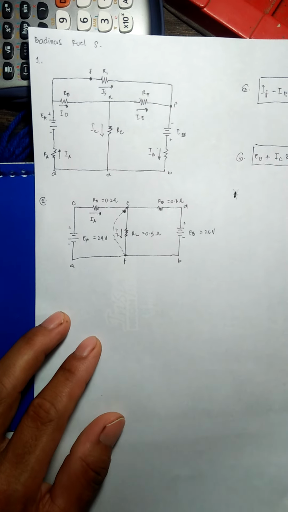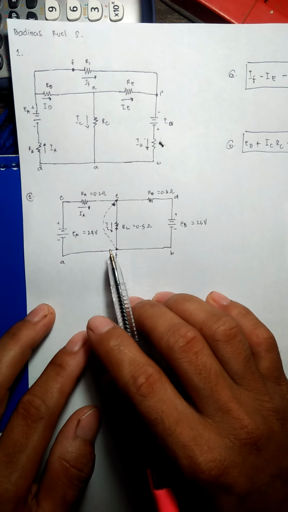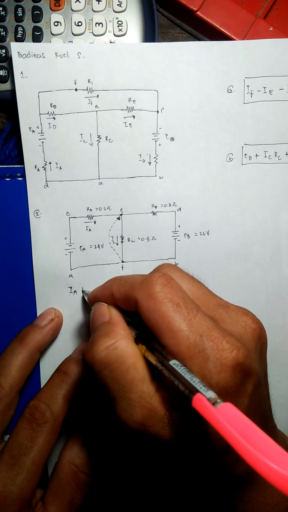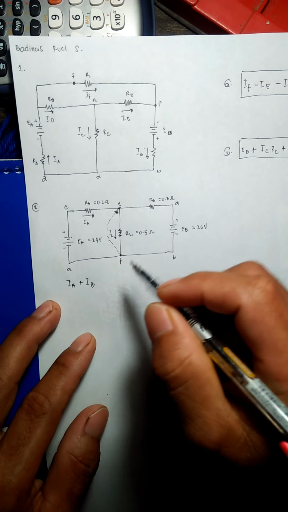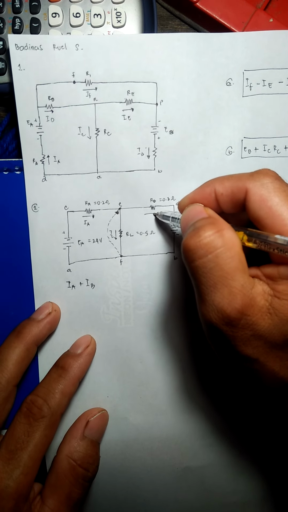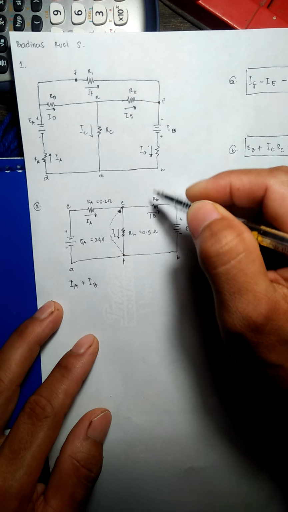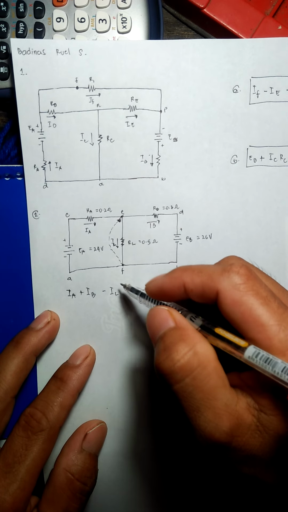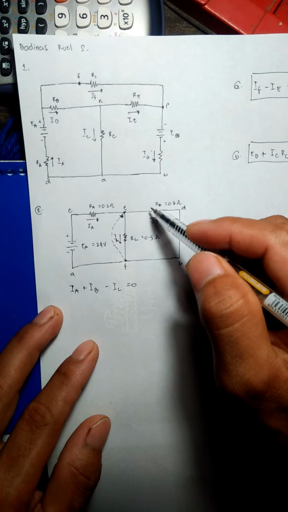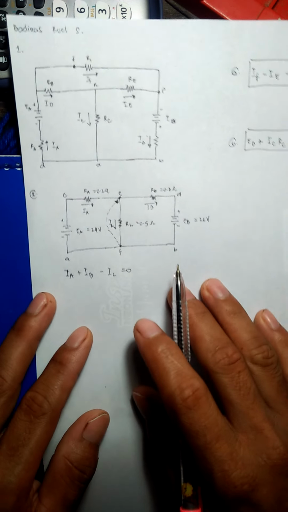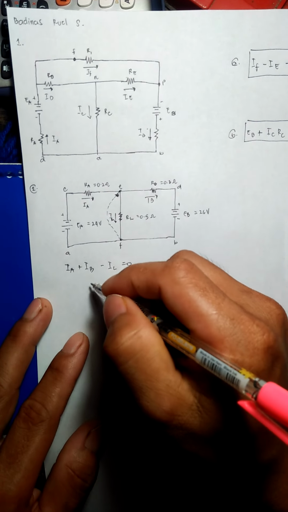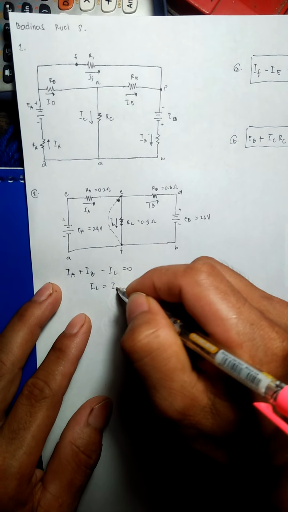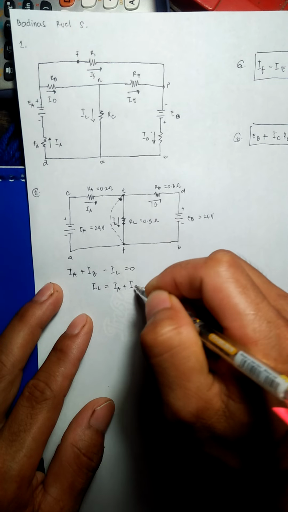So based on the diagram, we can now create IA plus IB minus IL is equal to 0. So if you add this, we can conclude that IL is equal to IA plus IB.